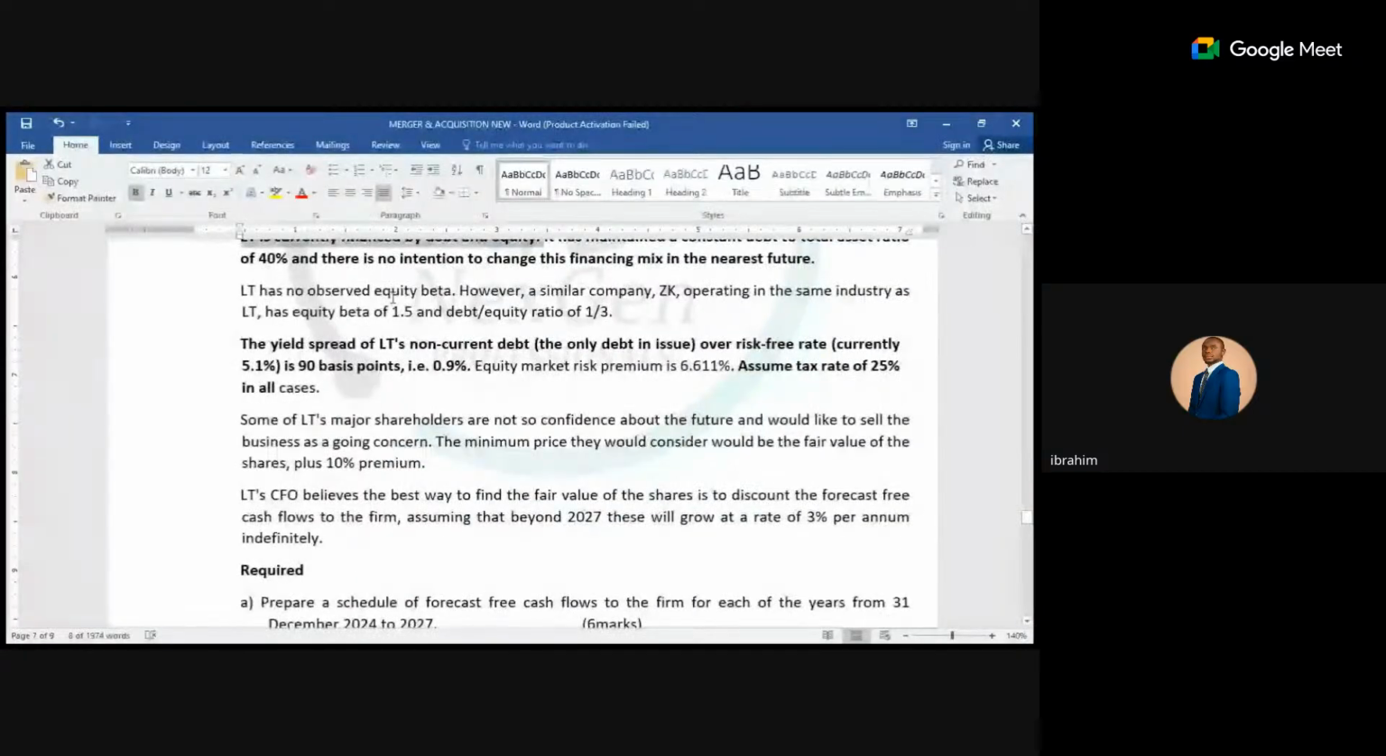LT has no observed equity beta. They don't have equity beta. However, a similar company, ZK, operating in the same industry as LT, has an equity beta of 1.5. Class, what does this mean? If we have a similar company and they have equity beta of 1.5, and we have this, what does that mean? Where are we heading to?